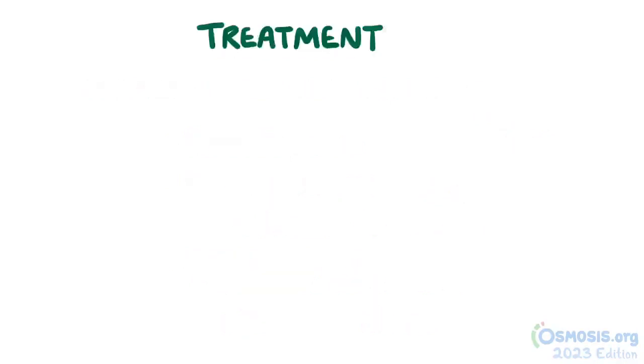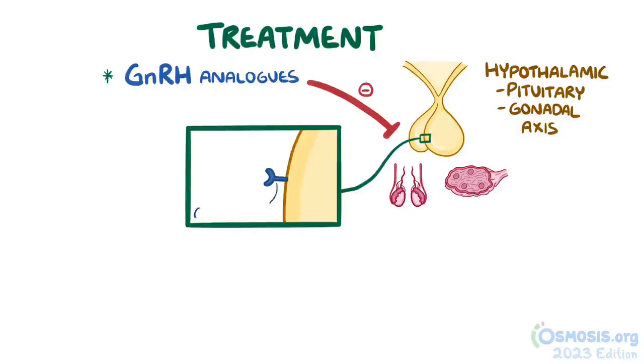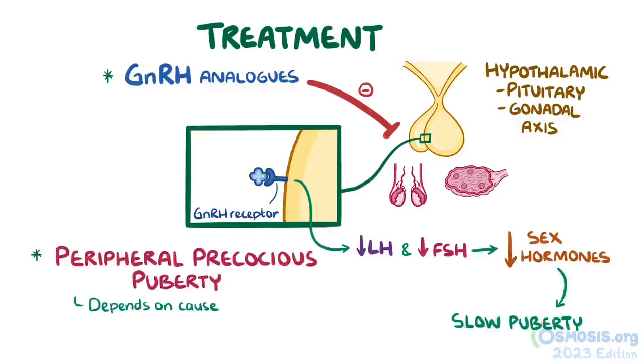Treatment for pathologic causes of central precocious puberty typically involves using gonadotropin-releasing hormone analogs, which can suppress the hypothalamic pituitary gonadal axis hormones. They work by binding to the gonadotropin-releasing hormone receptor on the pituitary gland and decreasing the release of luteinizing hormone and follicle-stimulating hormone. That ultimately reduces the levels of sex hormones and slows puberty. Treatment for peripheral precocious puberty depends on the cause. In some cases, surgery is needed to remove a tumor or cyst from the ovaries or testicles.